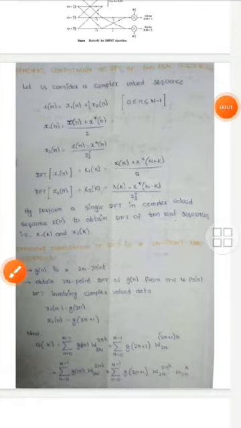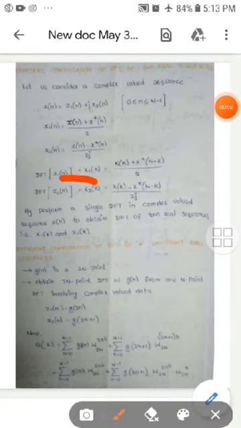So DFT of x1 of n is X1 of k equals X of k plus X star of (N minus k) by 2, and DFT of x2 of n is X2 of k, that is X of k minus X star of (N minus k) by 2j. So by performing a single DFT on the complex valued sequence x of n, we obtain the DFTs of two real sequences, that are X1 of k and X2 of k.